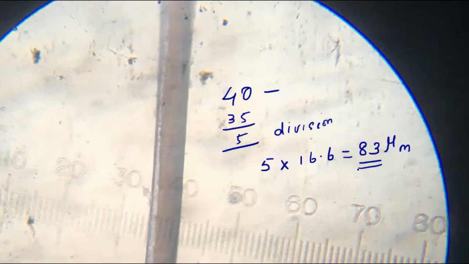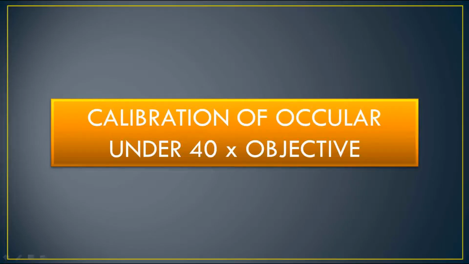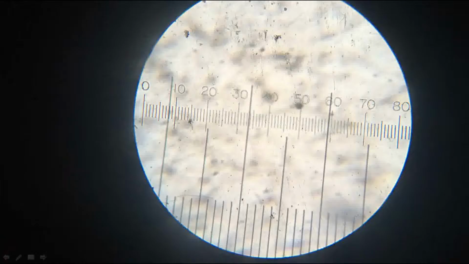Okay, next we are moving to calibrate ocular against stage under the 40x objective. Okay, calibration of ocular under 40x objective. In the similar way as we arranged for calibrating under 10x, here also we place stage in the stage of compound microscope, and we kept that ocular inside the eyepiece. Next we are going to calibrate it.